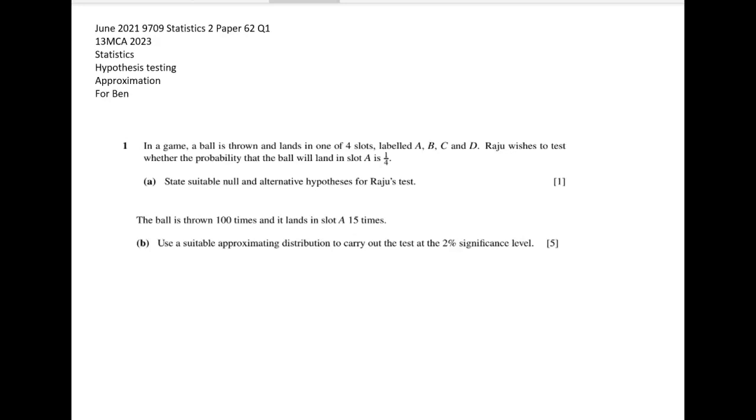I really like this question, but you do have to remember some stuff from AS for the second part of the question to get the normal approximation to the binomial correct. Okay, so let's just read through it.